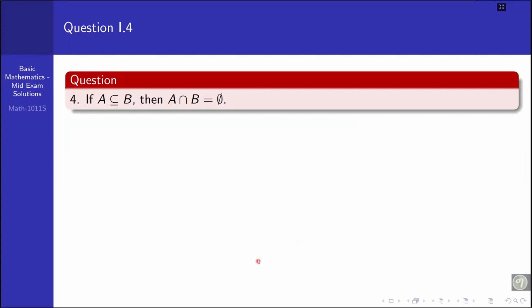Okay, question number 4. If A is a subset of B, then the intersection of these two sets, that is A intersection B, is the empty set. We know that if A is a subset of the second set, that is set B, it means every element of the first set, that is set A, is also an element of B, or B includes every element of the first set, that is A.